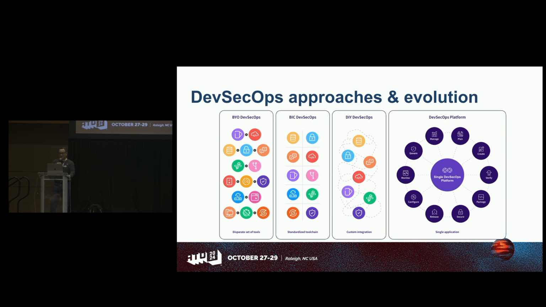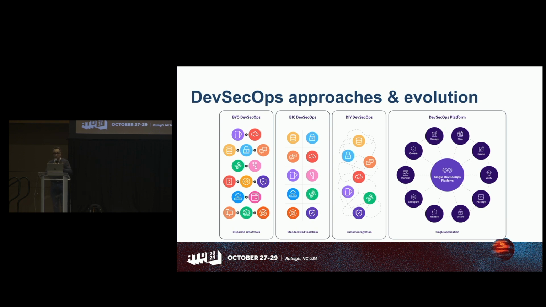The idea here is that you have a single application that covers all the phases of the development lifecycle and has a single UI and a single data store. Now this doesn't mean that you have to use every single capability in this tool, right? If you love your Jira, you can use your Jira and also a platform for the rest of the stuff, okay?